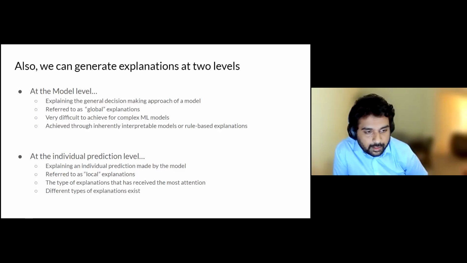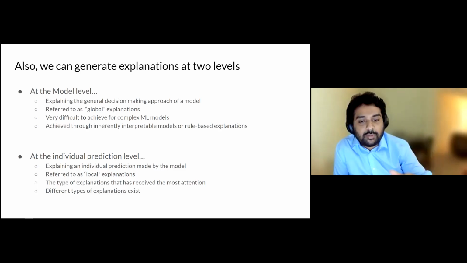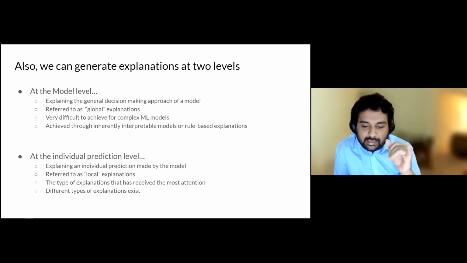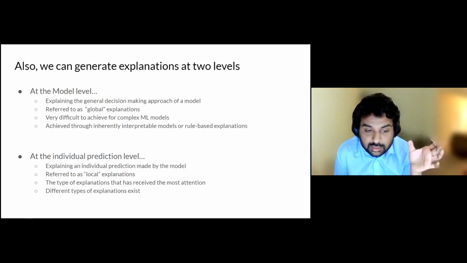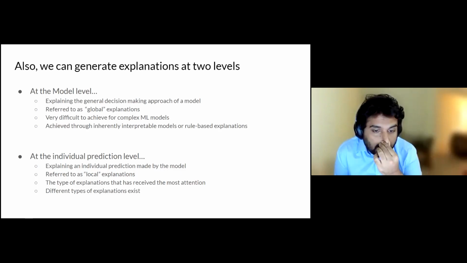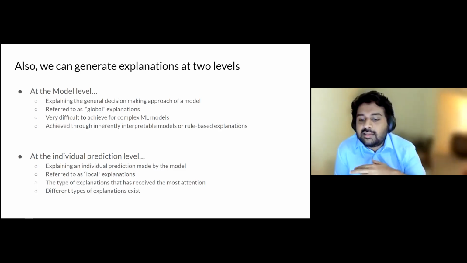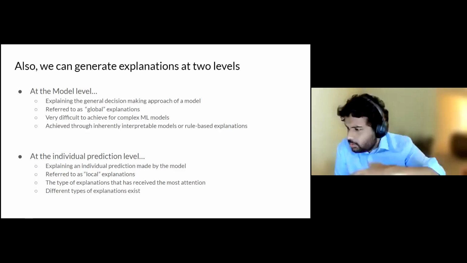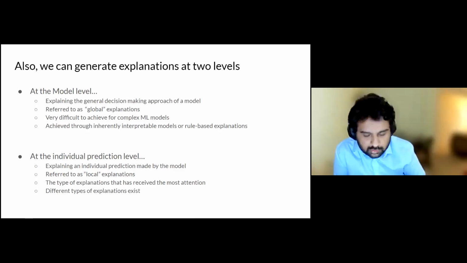The most popular level of explanation has been at the individual prediction level. So when the machine learning model makes a prediction, there's a score or a predicted class or whatever. Can we accompany that prediction with an explanation? We refer to this as a local explanation. This type of explanation has received the most attention in the field. There are different types of methods and different types of explanations. We'll quickly skim through some of those in a bit.